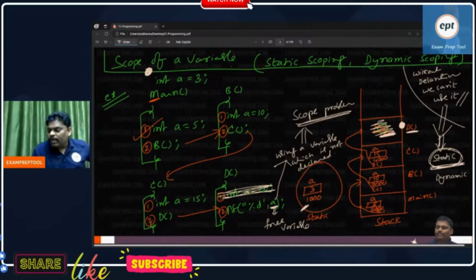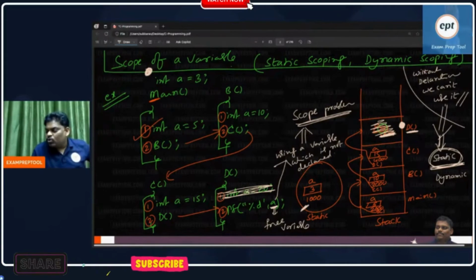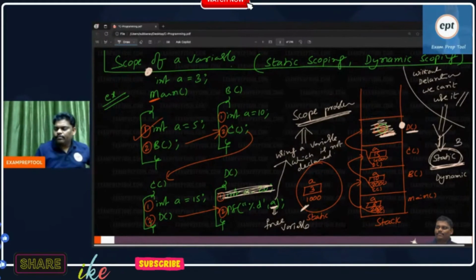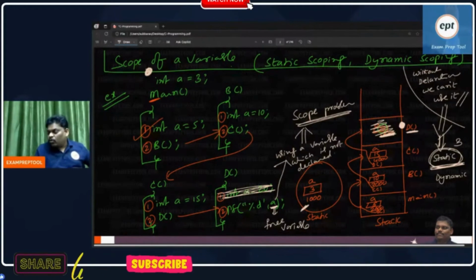I'm repeating once again. Whenever there is a scope problem, static scoping says that instead of giving an error message, because you are using something which is not declared, when local is not there, please take the global variable. That is called static scoping. Remember, in static scoping, answer 3 will be printed. When no local, take global variable. Don't give an error message. Instead of giving an error message, this is the better idea.